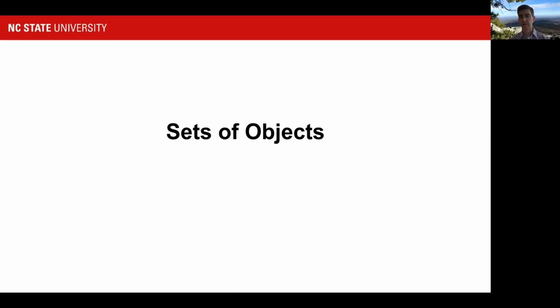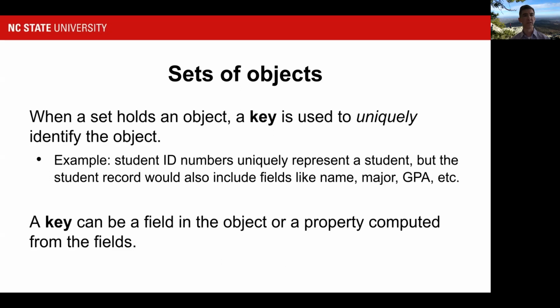Now, when we talk about sets, we're going to sometimes have sets of primitive types, and we're sometimes going to have sets of objects. We need to be able to support both. So when a set holds an object, then typically what we do is we associate with that object a key that's used to uniquely identify the object.